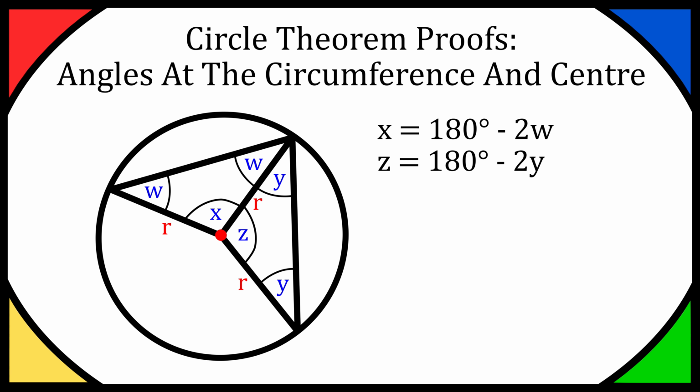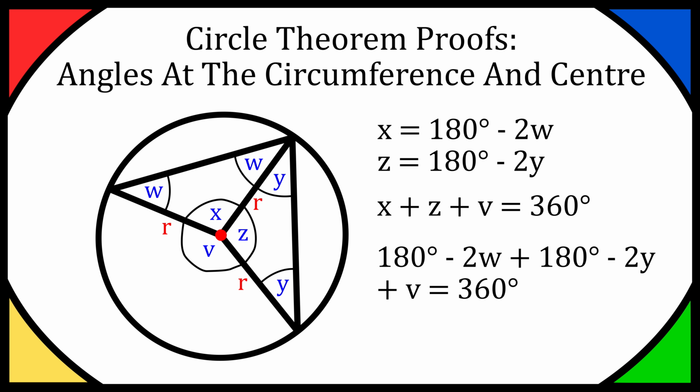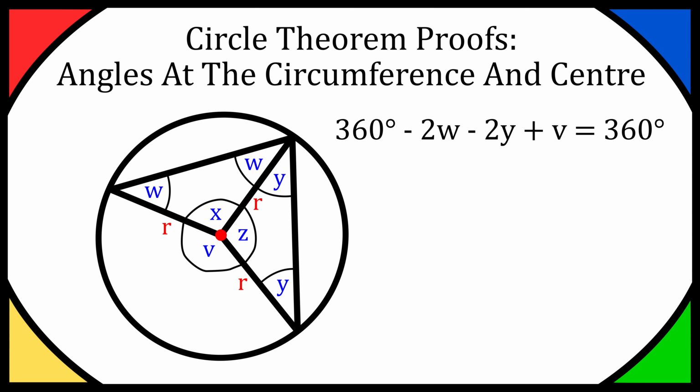Next, I want to put in this new angle v, and that's going to give us x plus z plus v is equal to 360 degrees, because there's 360 degrees in a full spin or a full circle. And then using this bit of information, we can sub in our x and z values. So we've got 180 degrees minus 2w plus 180 degrees minus 2y plus v is equal to 360 degrees. That's just because we've subbed in the values for x and z that we've listed at the top. Now adding up the 180 degrees, we've got 360 degrees minus 2w minus 2y plus v is equal to 360 degrees. And now I've just moved this bottom line to the top to clear some more space.